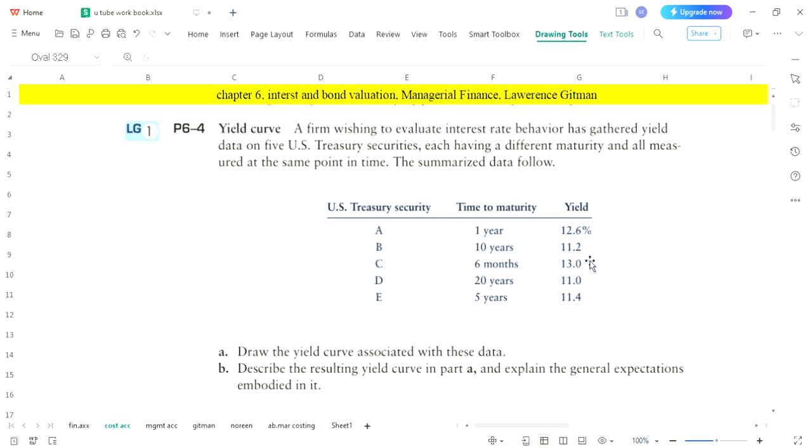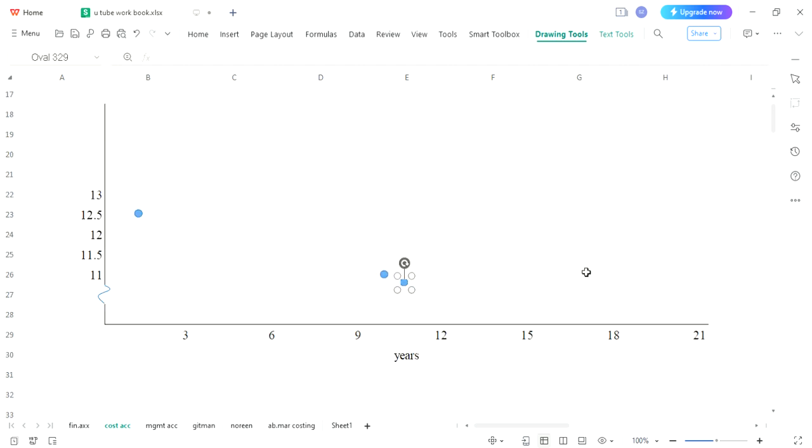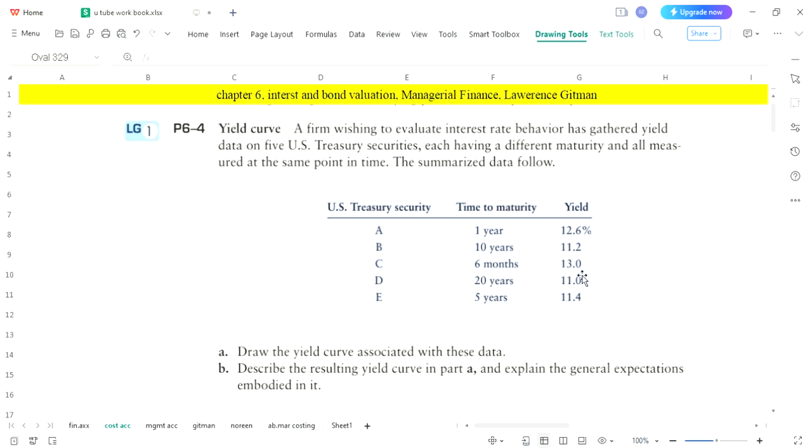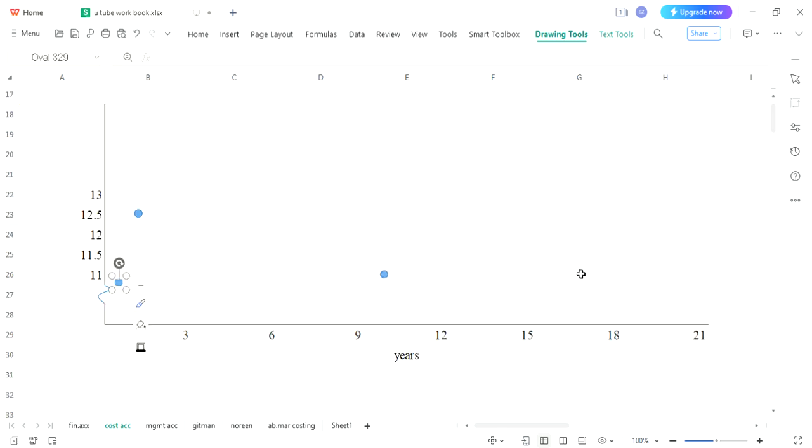Let's do the third. 6 months, 13. 6 months would be in between 1 and 0. So 6 months we have got, and we need to go to 13. 13 is right above. Alright guys, so we have our third point, and now we will be looking for our fourth point. Let's see where we are going.